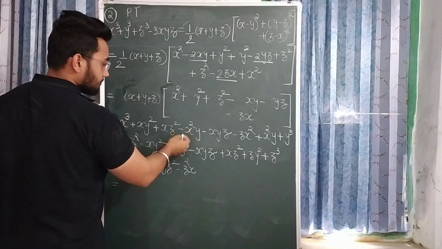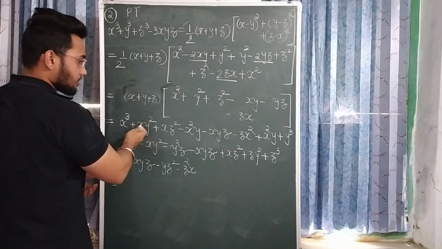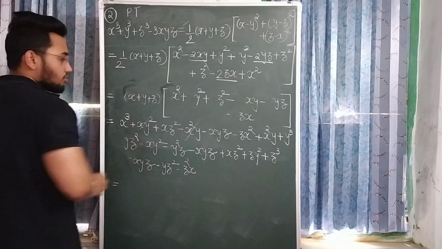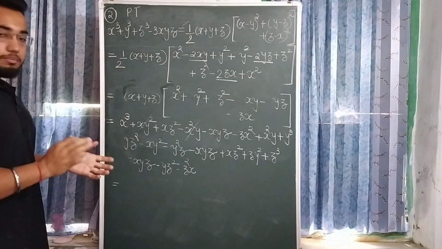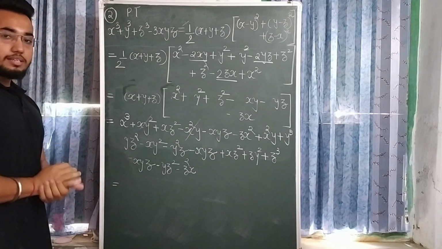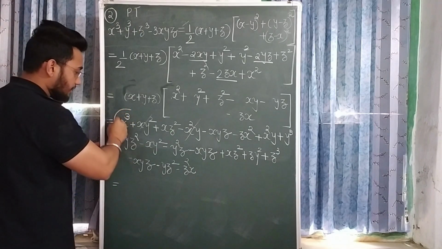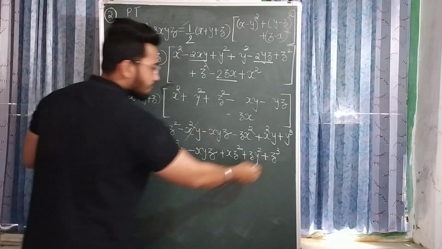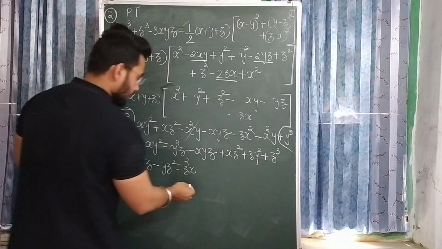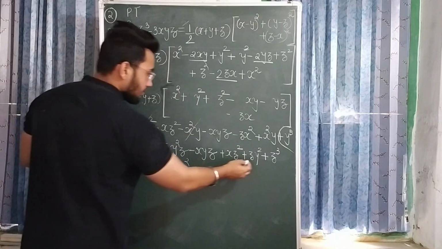xz square, here is minus xz square, xy square cancel out. So you can comfortably write this equation and cancel the terms. The only remaining terms are x cube, y cube, and z cube.